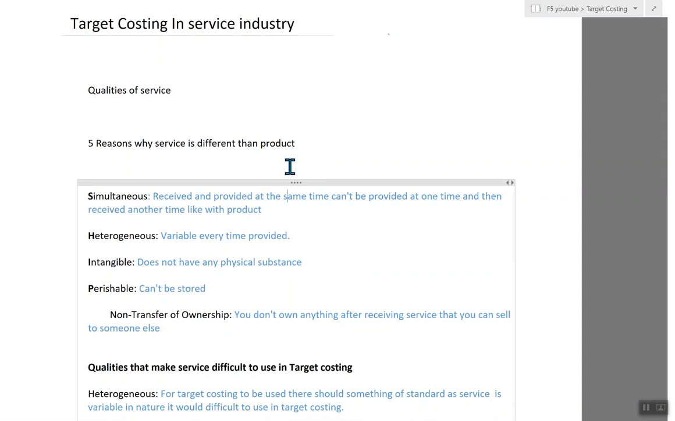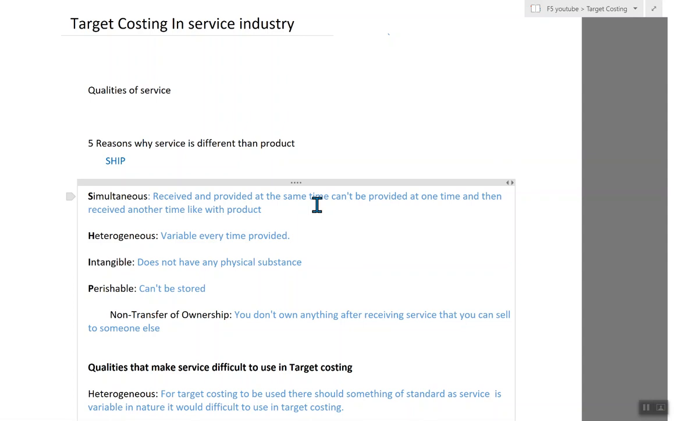First, let's look at the qualities of service, and then we will go specifically to the qualities that make it difficult to use target costing. You can remember the mnemonic SHIP to memorize these. But you don't have to memorize, just understand. So you have SHIP. S, simultaneous. What it means is that the product is received and provided at the same time. For example, if you are going to a barber, you need to be physically present there for the barber to give you a haircut. So it is received and provided at the same time.